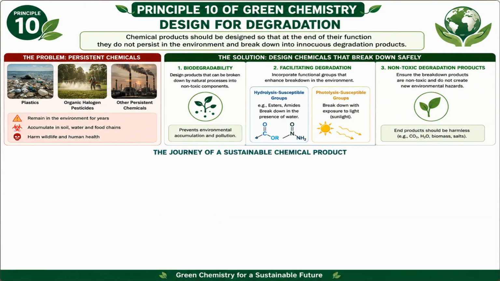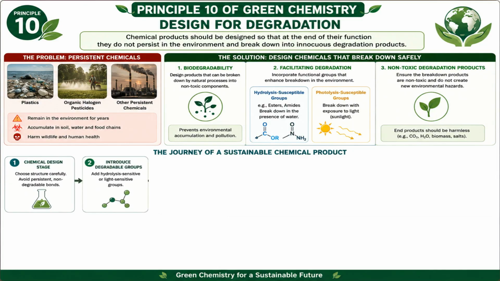Let's walk through the life cycle of a well-designed sustainable chemical product. First is the chemical design stage. Here a chemist must choose structures that avoid persistent, non-degradable bonds. Next is the introduction of degradable groups. Here we add hydrolysis or light-sensitive functional groups in the desired product.